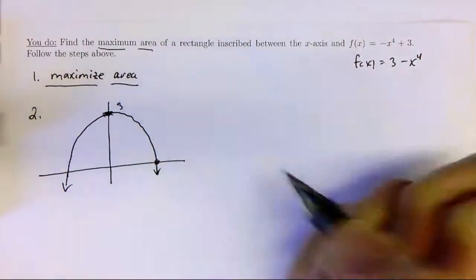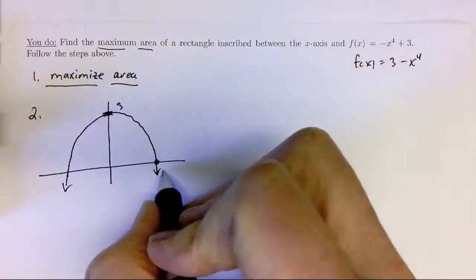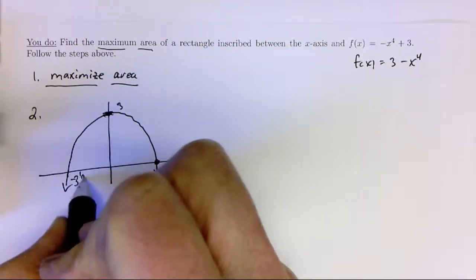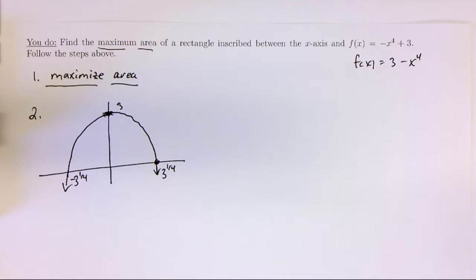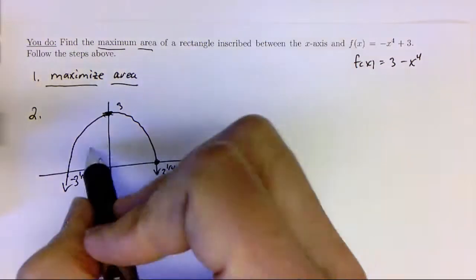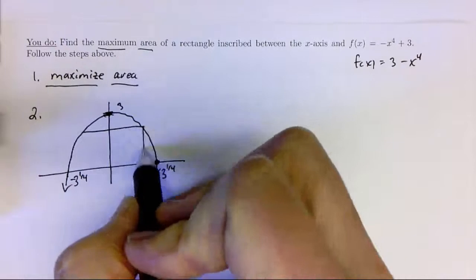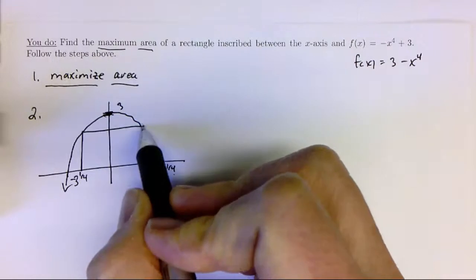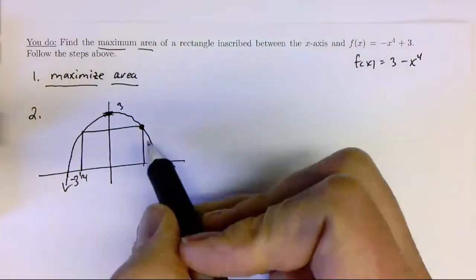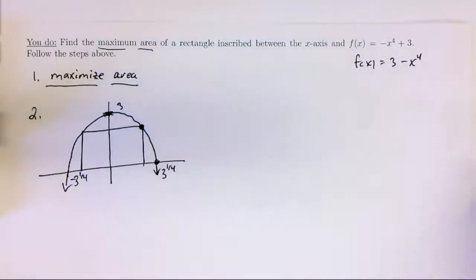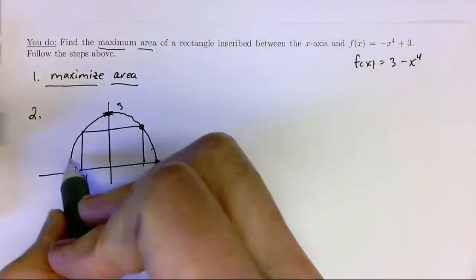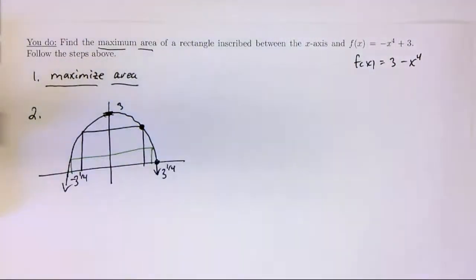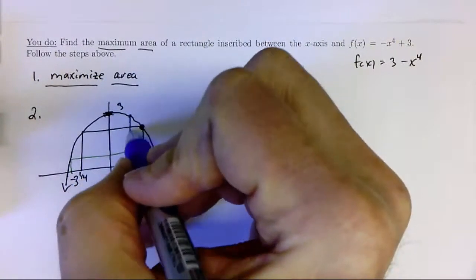It would be useful to know where these x-intercepts are. If I set this equal to 0, it's not too hard to solve that x is the fourth root of 3 and negative fourth root of 3. And we want to fit a rectangle in there between the x-axis and the curve. So that rectangle is going to look something like this. The thing that we can change or move around in this picture is essentially this point right here. If we move the point on the graph, then the rectangle changes. For instance, if I move the point down to here, I'd have a longer, wider, shorter rectangle. If I move the point up to say here, I'd have a taller, narrow rectangle.